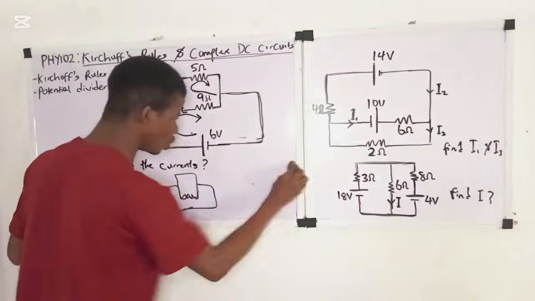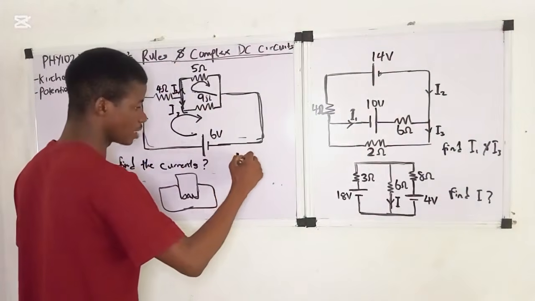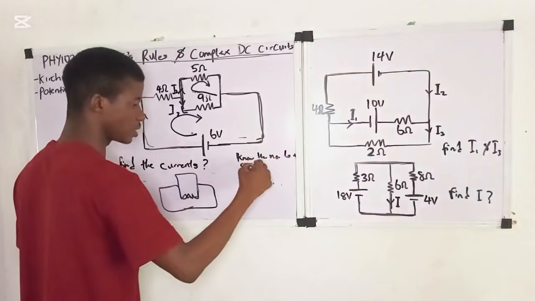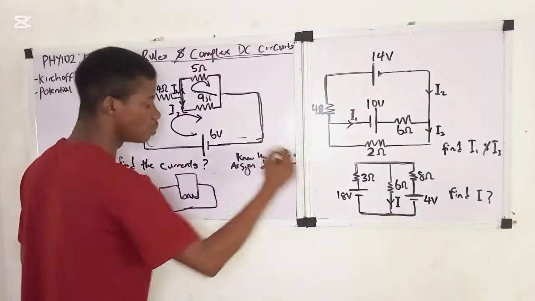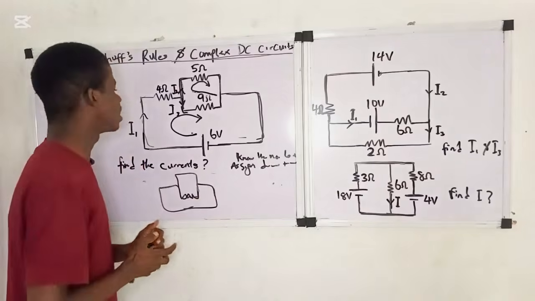So the first thing you need to do is what? Know the number of loops, right? Get the number of loops, then assign direction to the loop. Yes, can be clockwise, can be anti-clockwise.